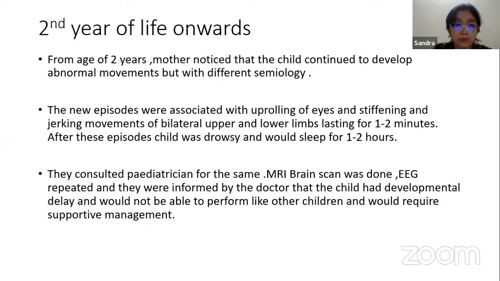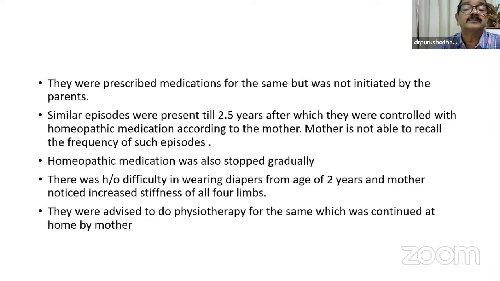Okay. So anyway, they didn't take the medicine. They were advised. They were prescribed medications for the same, but it was not initiated by the parents. Similar episodes were present till 2.5 years, after which they were controlled with homeopathic medication according to the mother. The mother is not able to recall the frequency of such episodes. Homeopathic medication was also stopped gradually. There was a history of difficulty in wearing diapers from the age of 2 years, and the mother noticed increased stiffness of all 4 limbs. They were advised to do physiotherapy for the same, which was continued at home by the mother.